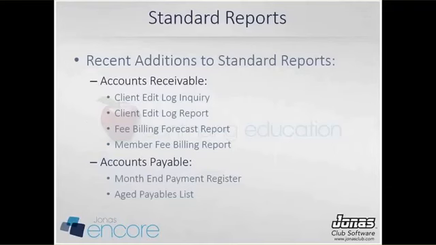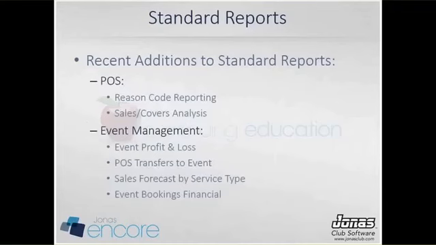In accounts payable, we have 2 reports: the month-end payment register or check register, as well as the aged payables list. In the point of sale module, we have reason code reporting. This report allows you to report on the reasons that have been used in POS voids or discounts, as well as a sales cover analysis. That's a report that will give you a breakdown of your covers by area, by meal period, and allow you to see your average per cover.